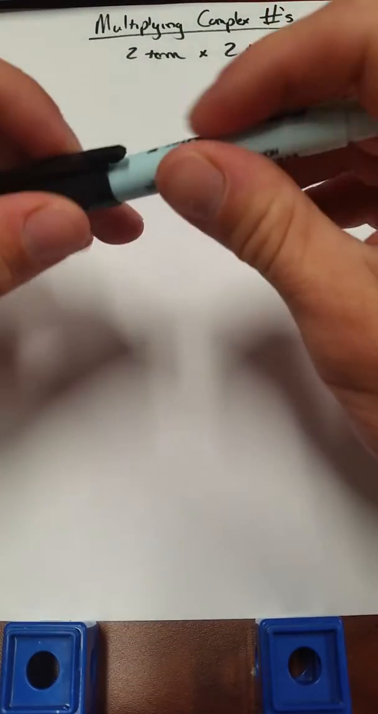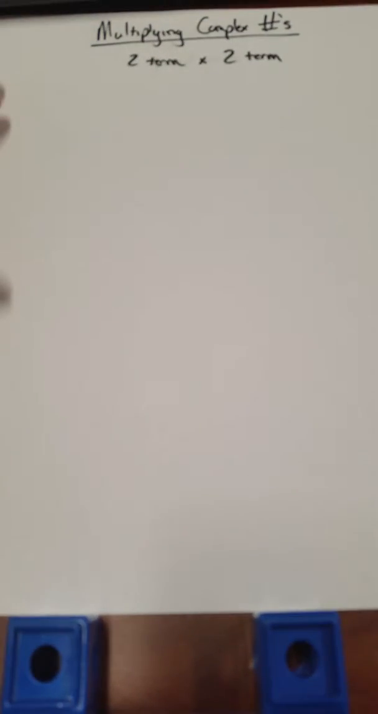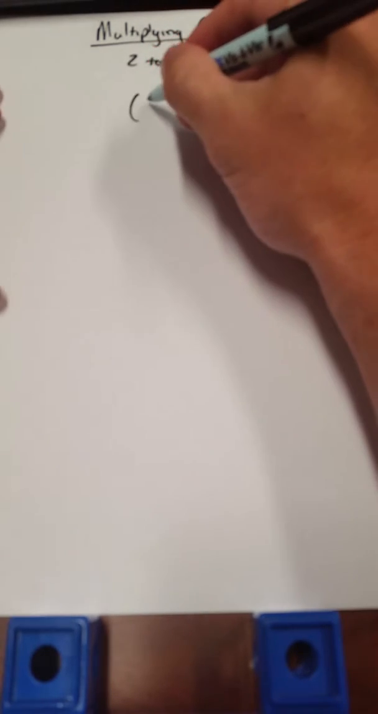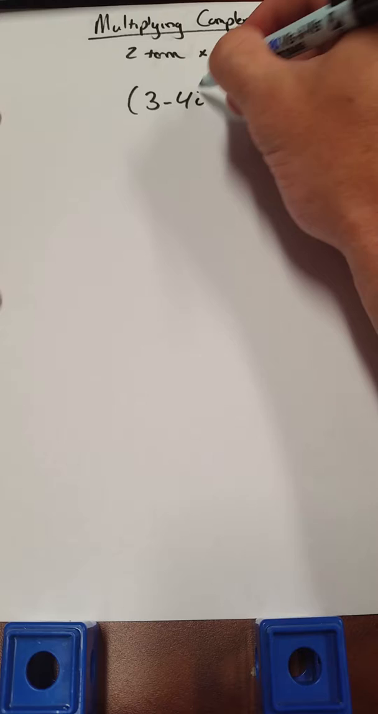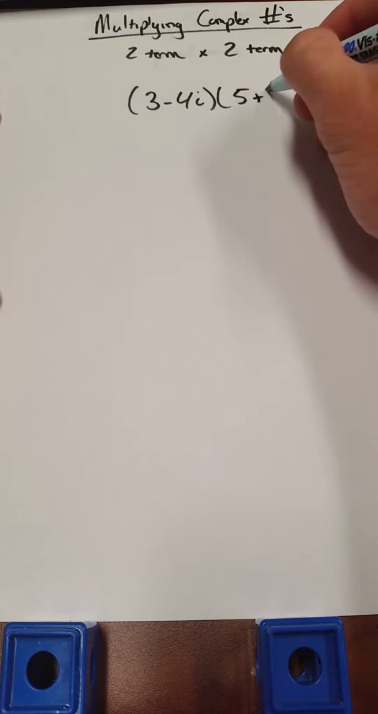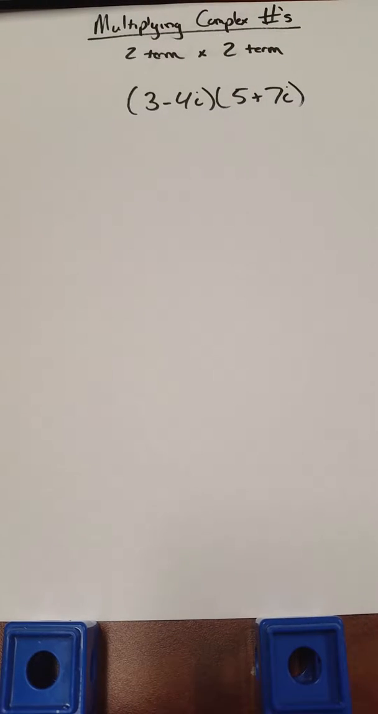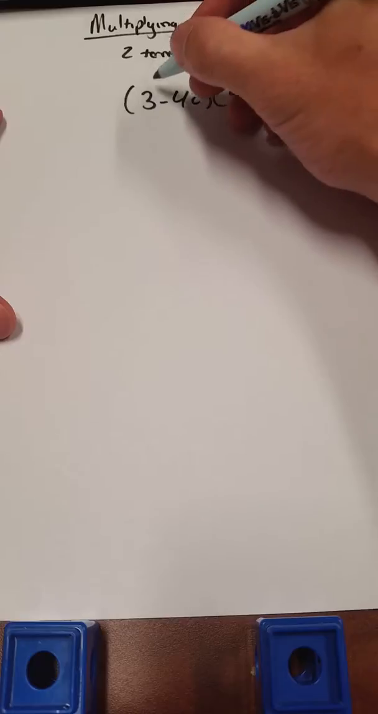Looking at something a little bit more complicated this time, we're going to multiply a two-term complex number times a two-term complex number. So what am I talking about? Maybe the problem looks like that. Okay, I'm going to show you two different ways of doing the same exact problem. I think the way that works best is the second method, but I'm going to show you this way first.